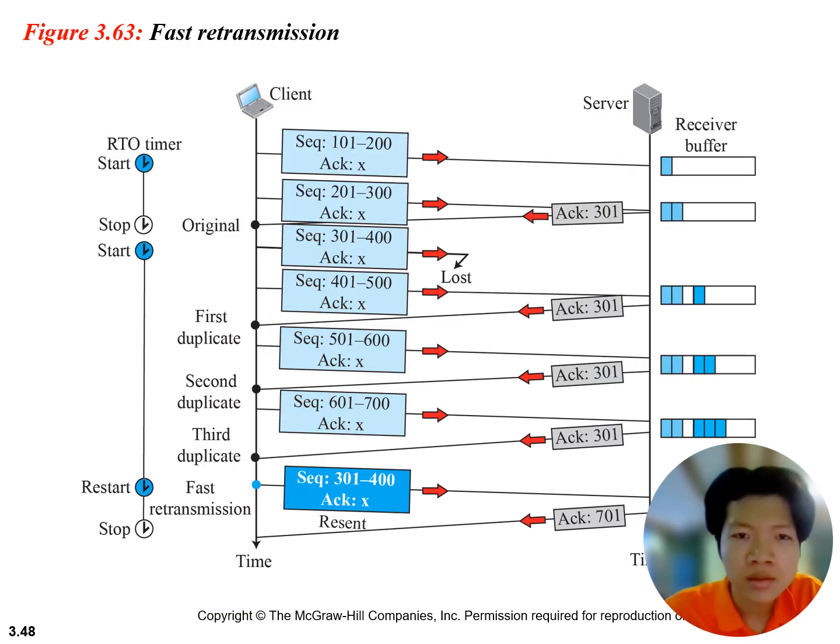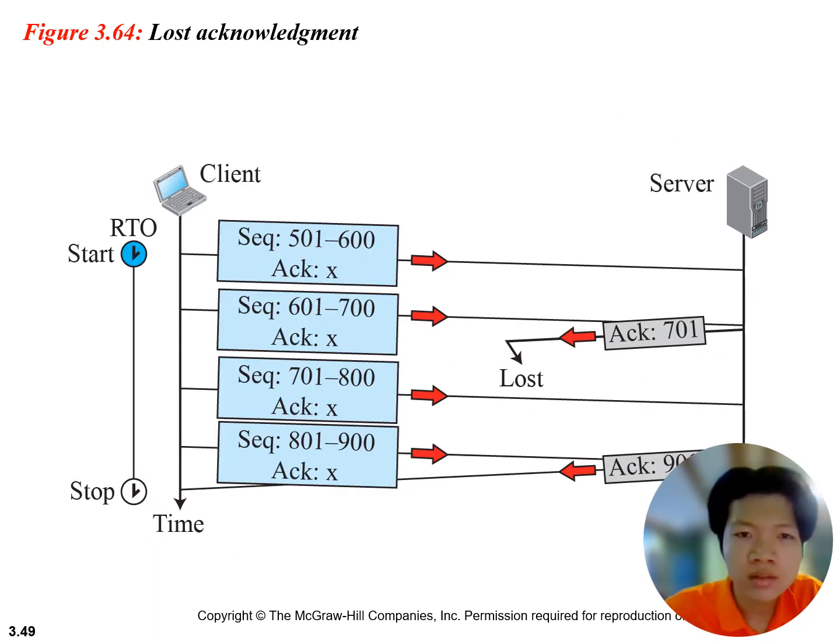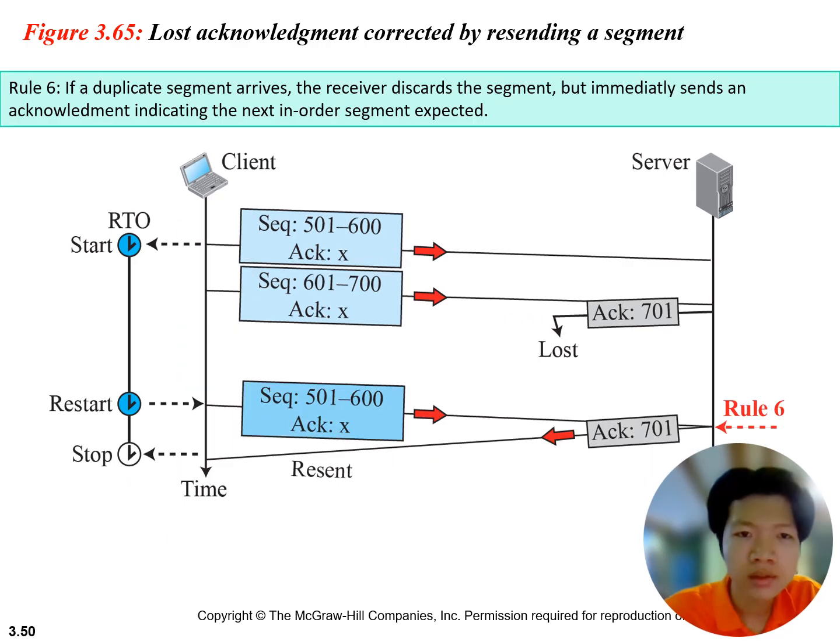This is fast retransmission. This is a figure of a lost acknowledgement, and this is a figure of a lost acknowledgement corrected by resending a segment.